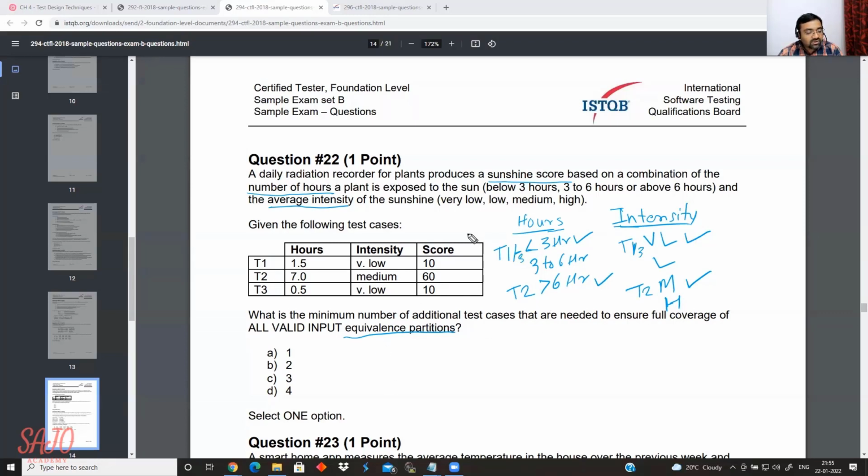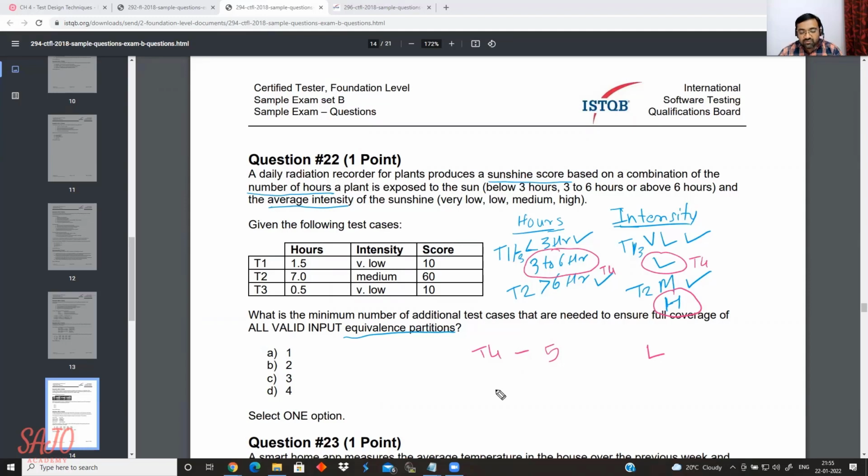Now, what is not covered here? 3 to 6 hours is not covered. And in intensity, low is not covered and high is not covered. So what would be your test case? You have to choose one value between 3 to 6 hours, maybe 5 hours. And what intensity will you choose? Maybe low here. So this test case 4 is covering this partition and covering low intensity.